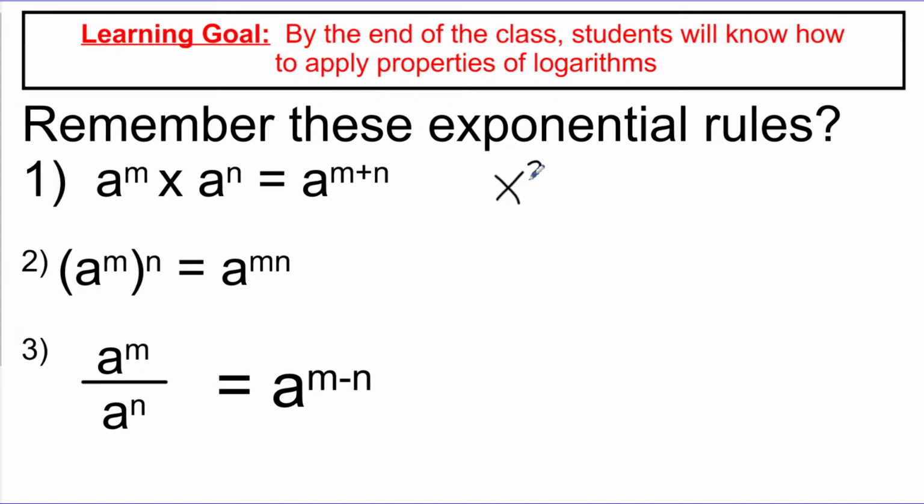If I had something like x squared times x to the 9th, I'm allowed to keep those two exponents on the same x, right, by adding together their exponents and making that x to the 11th. So again, something that you've probably used before.